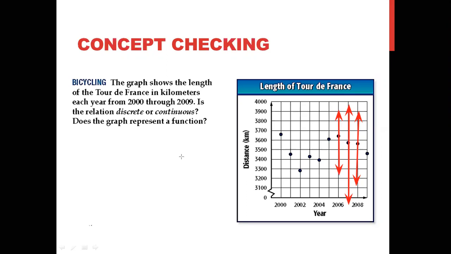He has another question. Is the relation discrete or continuous? Yes, this is a discrete function because each element is individual. They are not connecting. If I connect the points on the graph, therefore it will be a continuous function. But this is a discrete function.